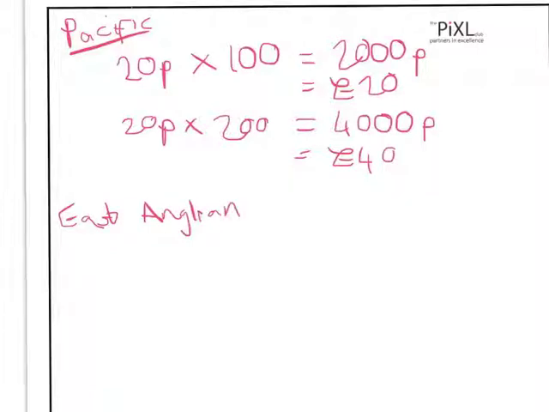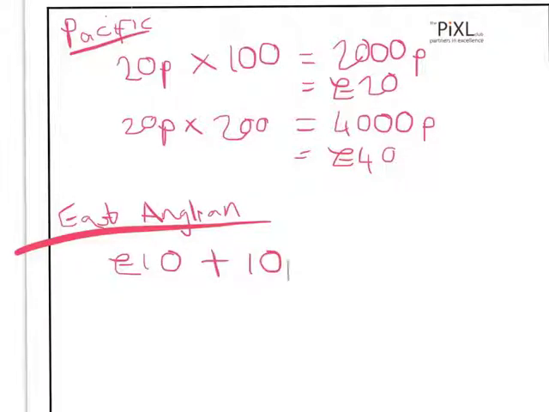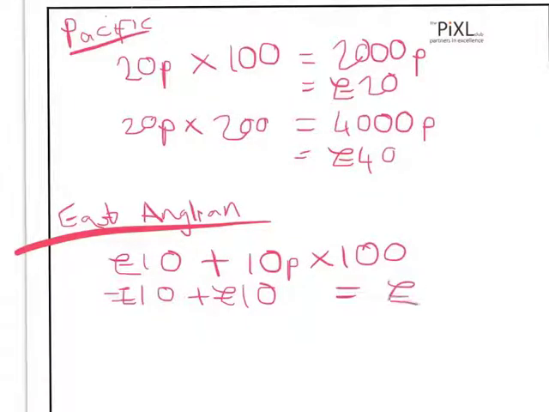Now we're looking at a startup cost of £10, plus 10p per unit. So we're going to multiply that by 100. That will equal 10 plus, well, 10p times 100 is 1,000 pence, or £10. So that's going to be £10 plus £10, which is £20.